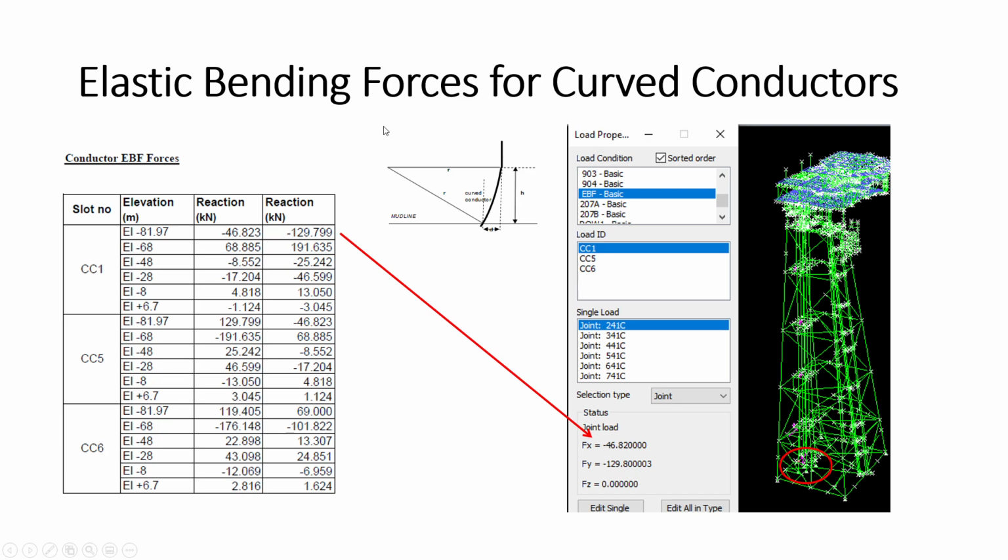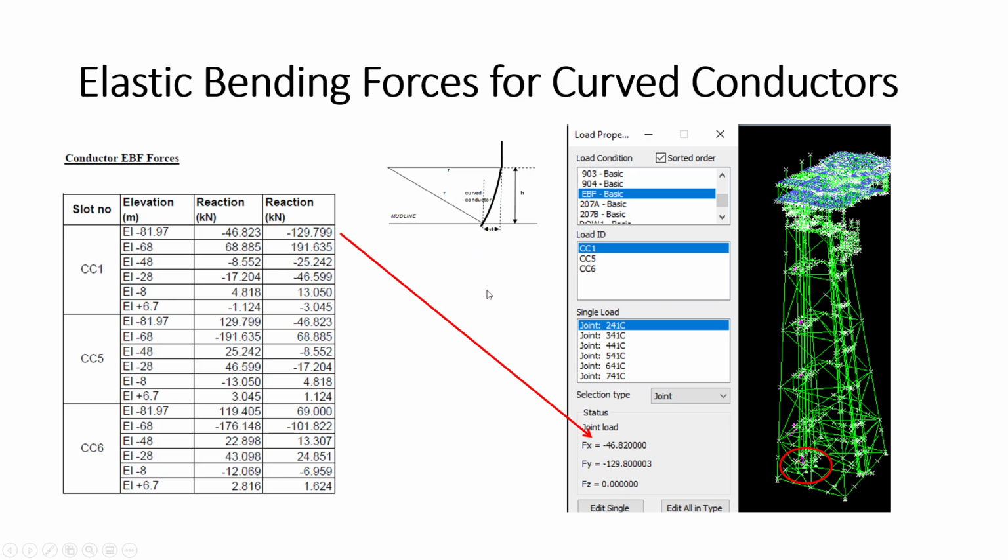I already told you what the elastic bending force is. Sometimes the conductor will start to curve like this. Sometimes horizontal drilling will be there, and for that the curve will start from here, so there will be some curvature here. So what we have to do is model one stick model and make one joint at this elevation.